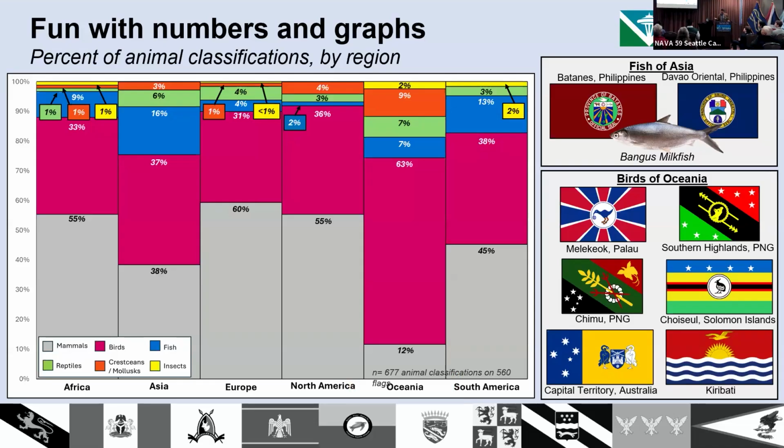The flags of Oceania are more likely to have crustaceans. They have the highest proportion of crustaceans. 9% of oceanic flags have crustaceans or mollusks on them, which again makes sense given they're Pacific islands. But birds dominate the flags of Oceania. 63% of all flags of Oceania that I studied had at least one bird on them.